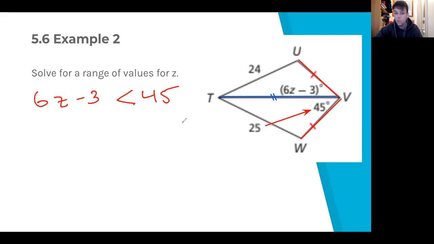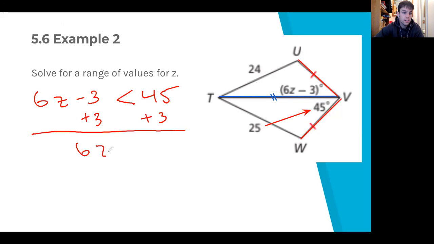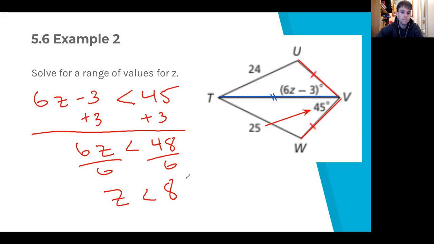So this lets me solve for z now. I'll add 3 and get 6z is less than 48. Divide by 6. I get that z is less than 8. Now, this is one where this is an upper bound. 8 is the highest it could be. It has to be smaller than that.